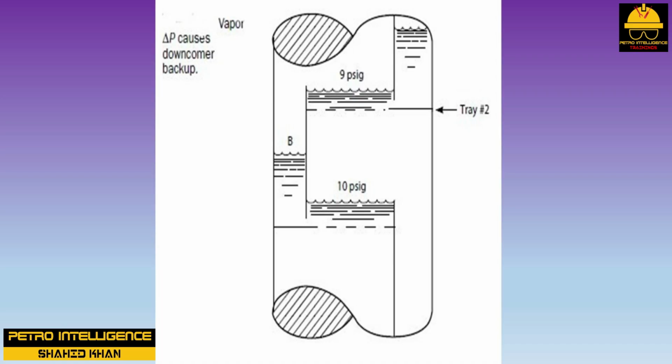Let us assume that vapor flowing through a tray deck undergoes a pressure drop of 1 psi. The picture shows that the pressure below tray deck 2 is 10 psig and the pressure above tray deck 2 is 9 psig. How can the liquid in the downcomer flow from an area of low pressure, 9 psig, to an area of high pressure, 10 psig? The answer is gravity, or liquid head pressure.